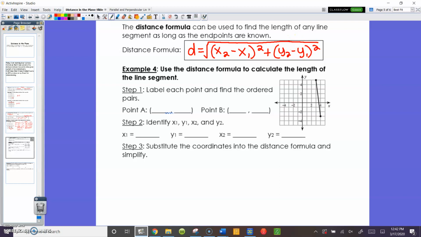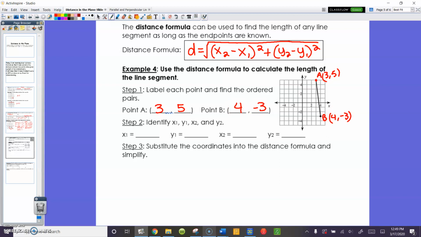So looking at example 4, use the distance formula to calculate the length of the line segment. The first thing that we'll need to do is label each point and find the ordered pairs. So I'll go ahead and label this point A and this point B. Now we need to figure out what is the ordered pair for each of these points. So for point A, it is 3, 5. I'll go ahead and write that here, 3, 5. And for point B, it is 4, negative 3. And I'll go ahead and write that here, 4, negative 3.